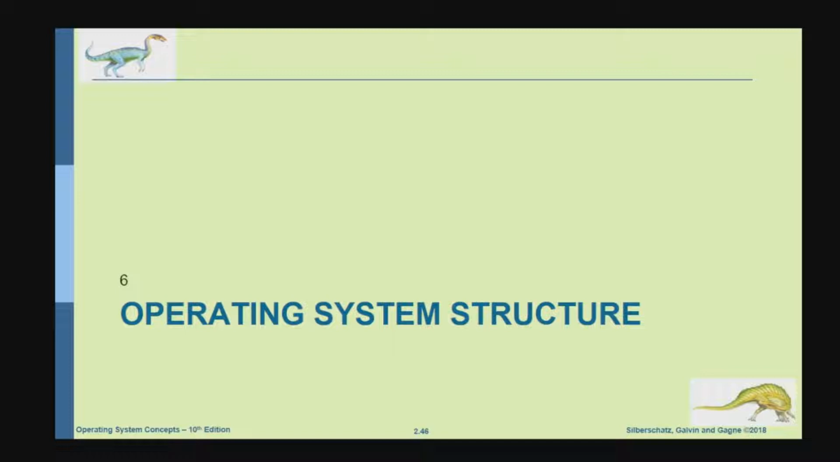So in this video, we continue the discussion of the operating system based on the structure part. In the previous video, we already learned about the implementation and design of operating system. In this video, we look more at the structure of the operating system. Different types of operating system have different structure and architecture.